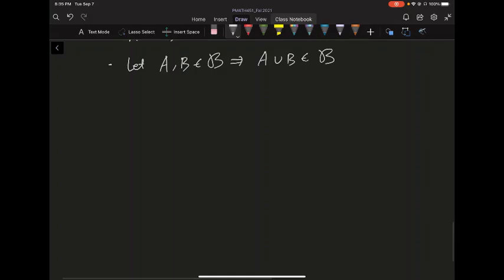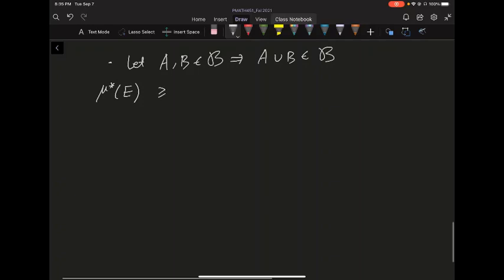To show that A union B is inside B, again, I just need to show that A union B satisfies the desired equality, or as we observed before, we only need to show the inequality. So here is what I need to show. I need to show that the outer measure of E, when you break it into two parts, the A union B part and the A union B complement part, then you get something smaller.